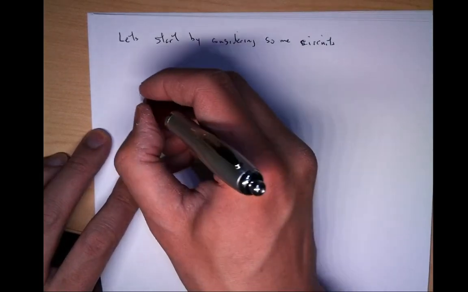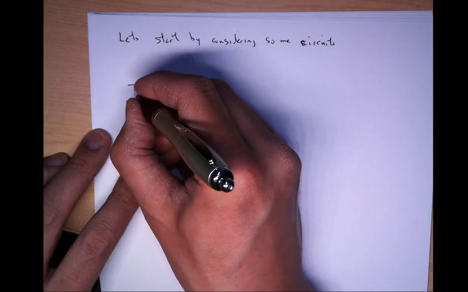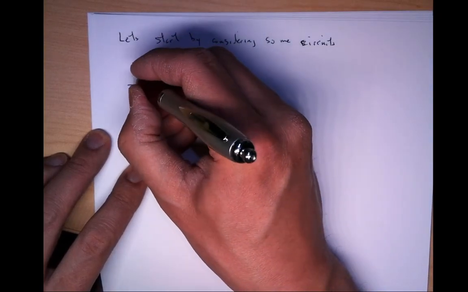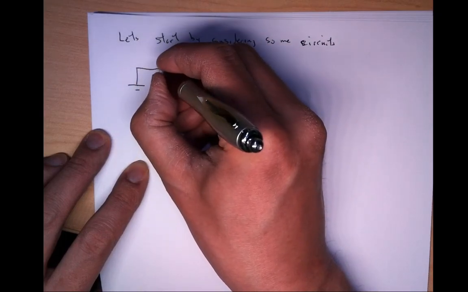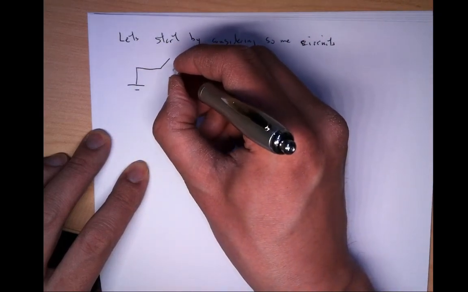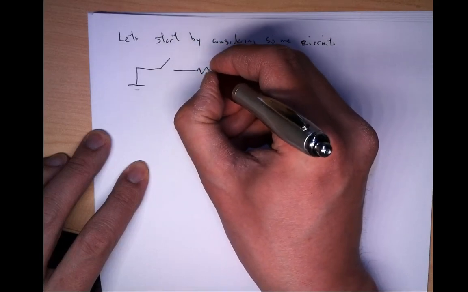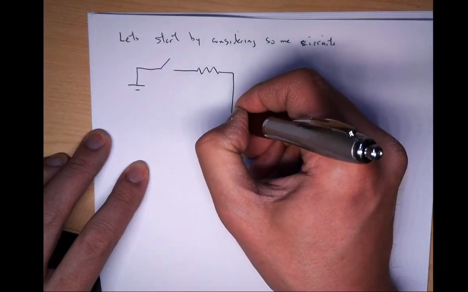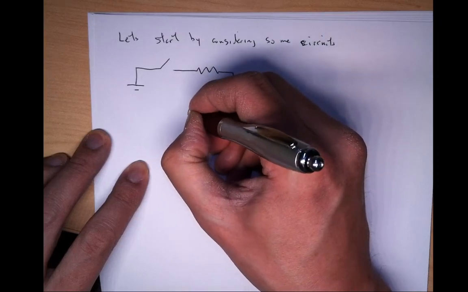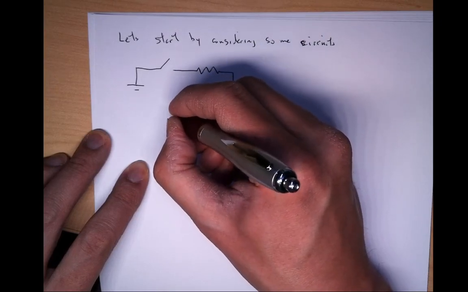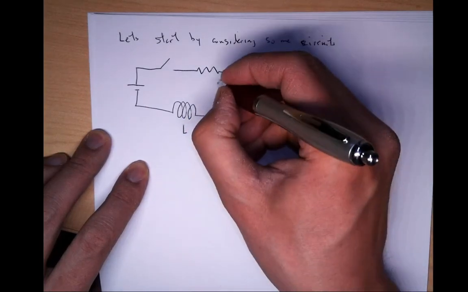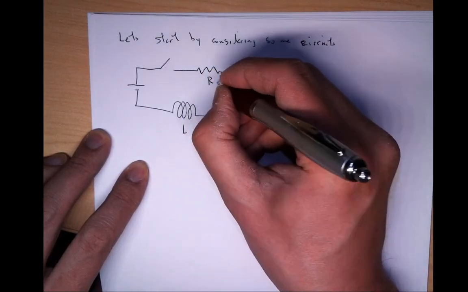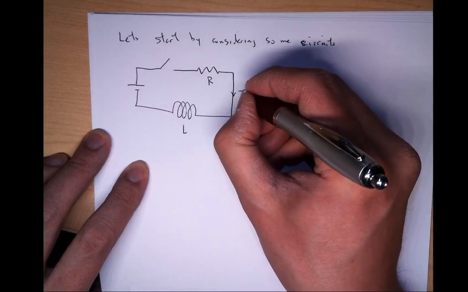Okay, so I'm going to do the following circuit here. Here is my circuit. I'm going to have some voltage source. I'm going to open up the circuit for a second, put a resistor in there. Now put my inductor in there and close everything up. My inductor has inductance L, my resistor has resistance R. There will be some current flowing in this direction, I.